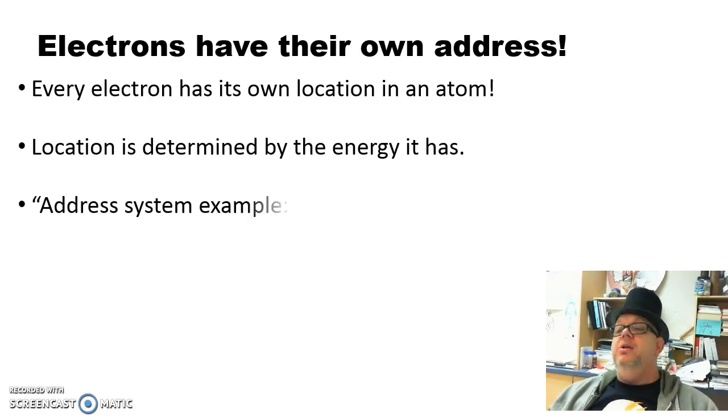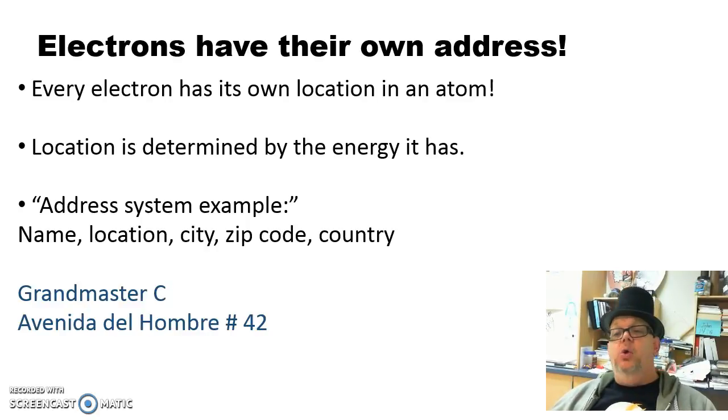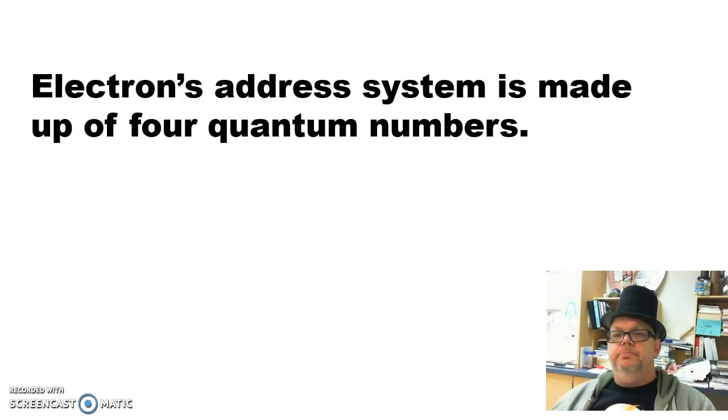So we'll use a simple example, just so people know what I mean by an address, a location. Name, location, city, zip code, country. I really should add in state. But Grandmaster C, Avenida del Hombre, number 42, Playerstown, California, 14288. That would be an example of an address, the location of Grandmaster C. USA, country. Can't forget that.